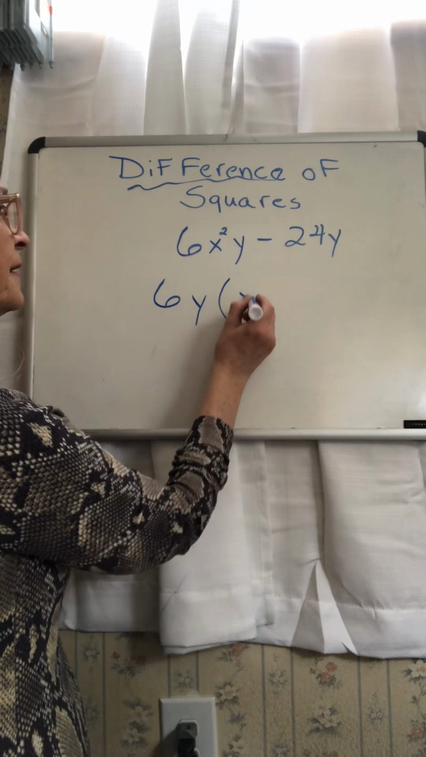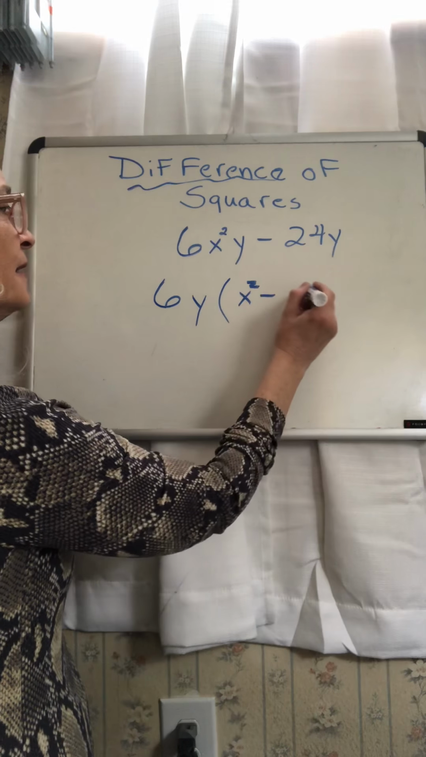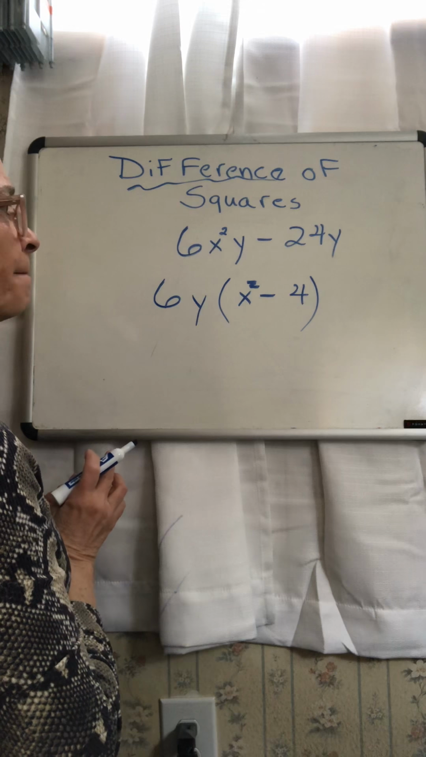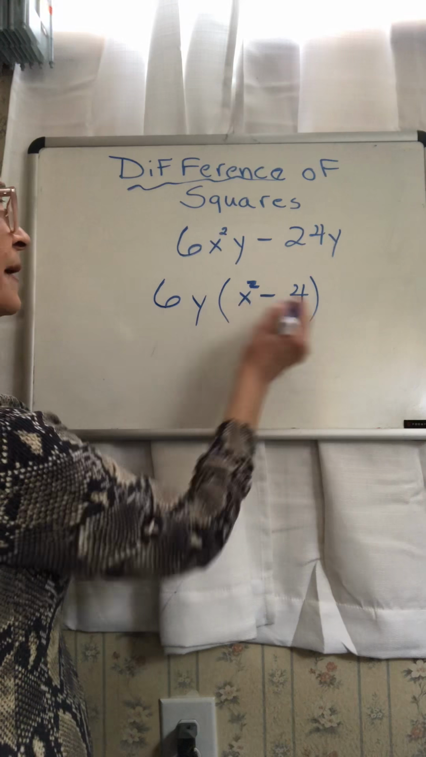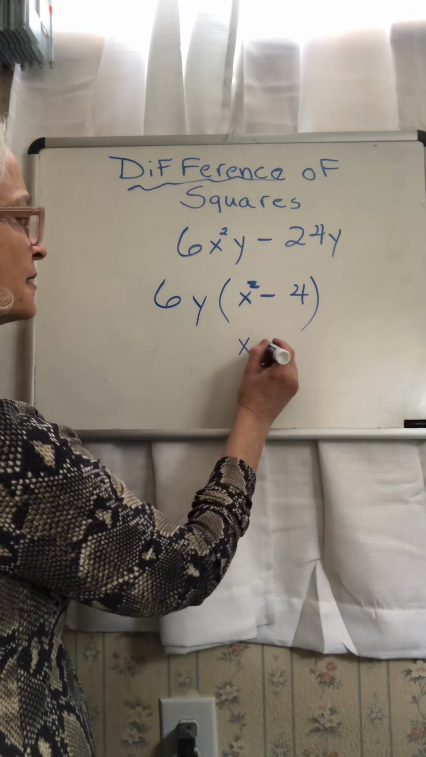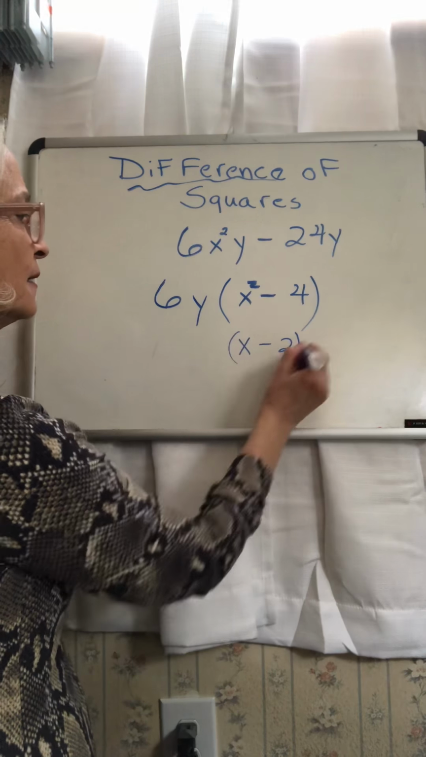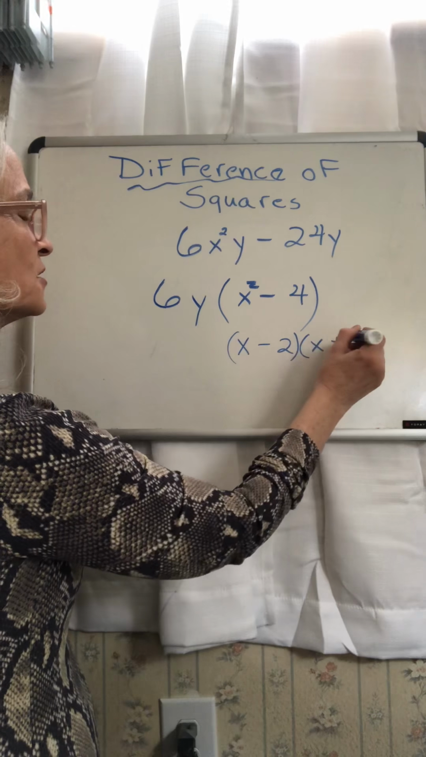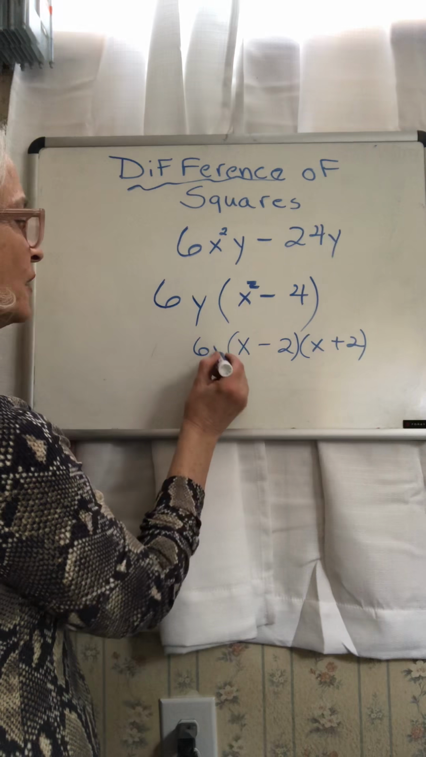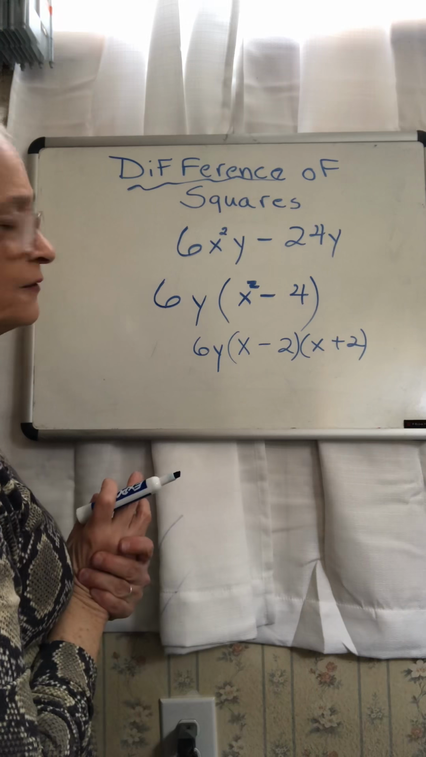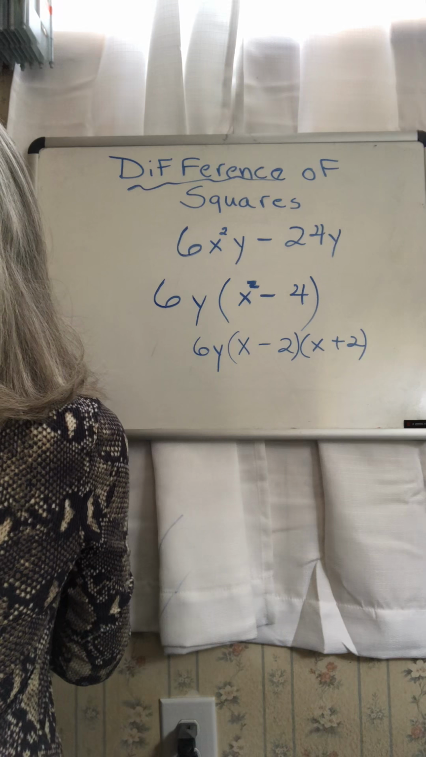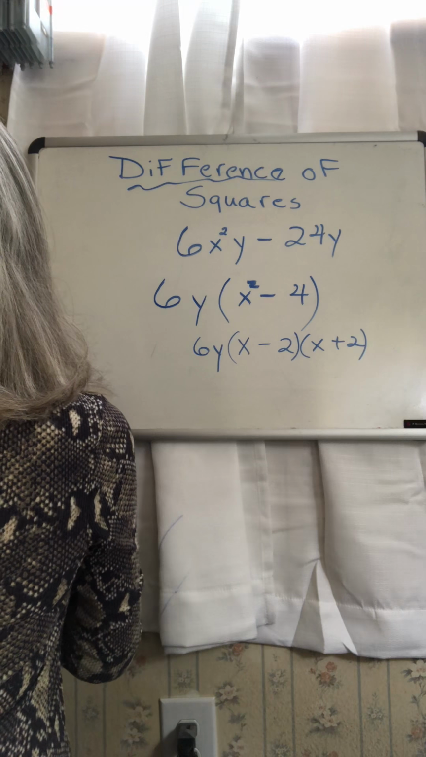So we have x squared left. And then this would be minus 4. So all we did was factor out the 6y. X squared minus 4, though, is a perfect square. So we could go ahead and factor x minus 2, and then x plus 2. Because 6y was a common factor, we go ahead and write it down in front of the parenthesis. Okay? All right, so let's look at another one. Let's look at number 6.